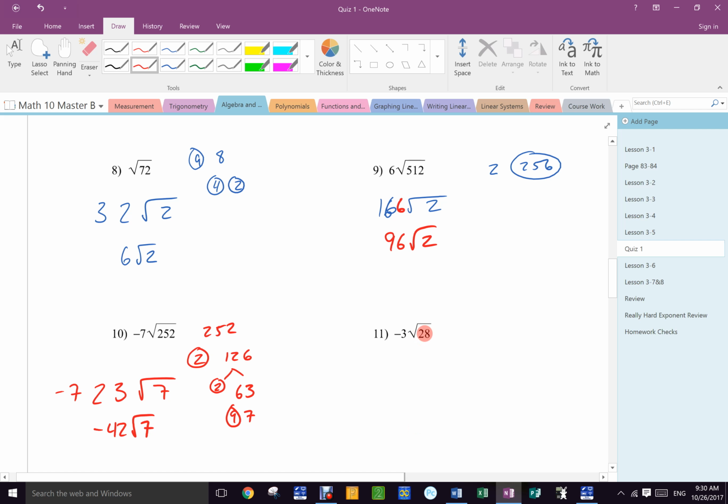This one we already know because it was number 1. It's 4 times 7, right? What's the square root of 4? 2. So what comes out? 2. What was already out there? 3. Negative 3. So it's negative 6 root 7. Yeah.